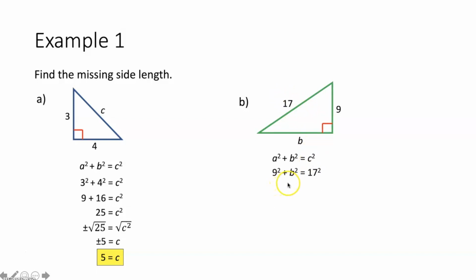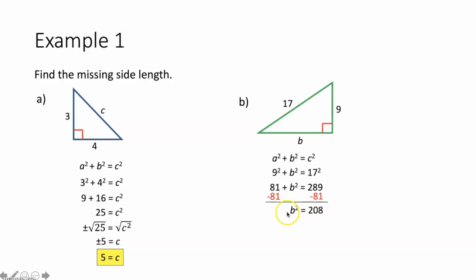Now we need to solve for B. So what we do first is we square everything that needs to be squared. So 9 squared is going to be 81. 17 squared is going to be 289. Now we solve for B by subtracting 81 from both sides of the equation, and we get B squared is equal to 208. We then solve for B by getting rid of this square.